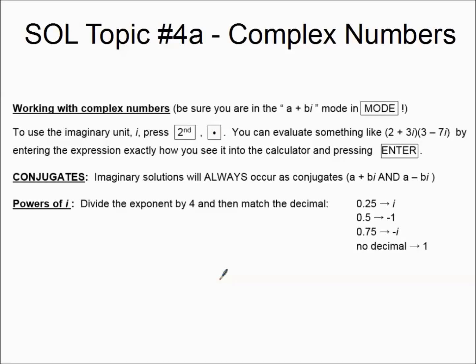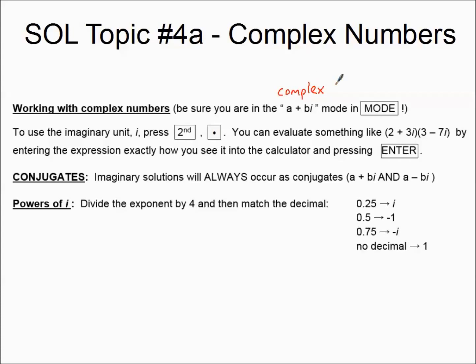Okay, and here is SOL topic number 4A. We are dealing with complex numbers in this tutorial. The most important part of this lesson is to make sure that our calculator is in the correct mode. When working with complex numbers, we must be in the A plus BI or complex mode.